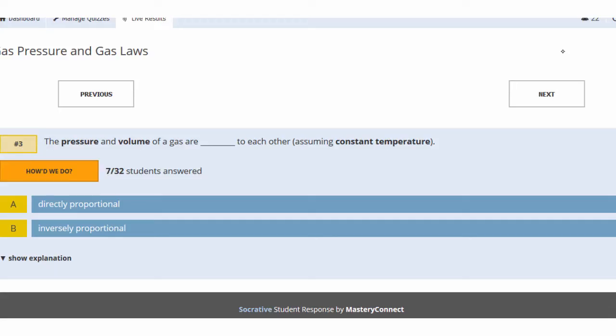What is the relationship between the pressure and volume of a gas? Are they directly proportional or are they inversely proportional? 3, 2, 1. And these are definitely in inverse proportion. And that's because as I increase the pressure, what's happening to the volume of the gas? Decrease. It's getting smaller. And as I decrease the pressure, what's happening to the volume? It's getting bigger. So again, pressure and volume are inversely proportional to each other.